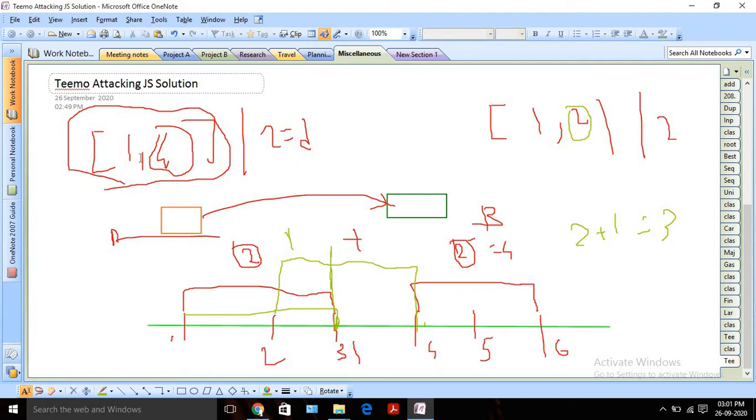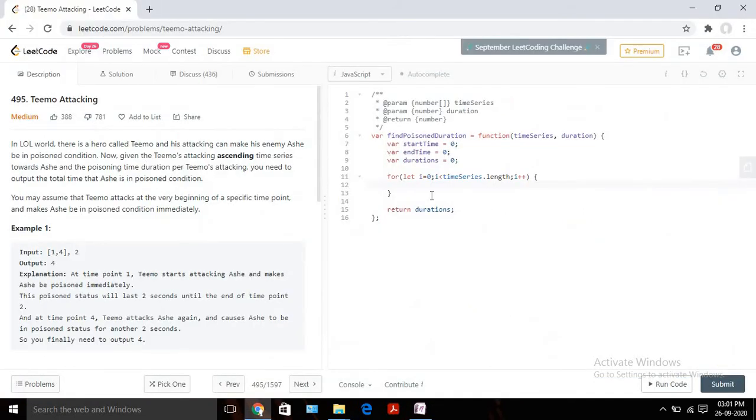Now I need to calculate my duration for this particular point. I think there can be 2 conditions. The first thing is I will check if my current time is starting after the end of the last one. So I will check if time[i] is greater than my end time.